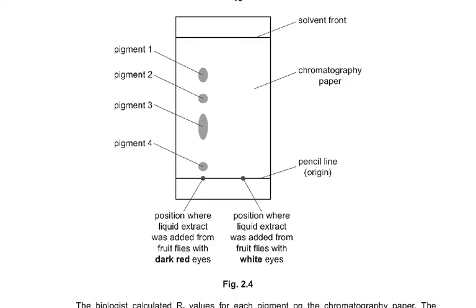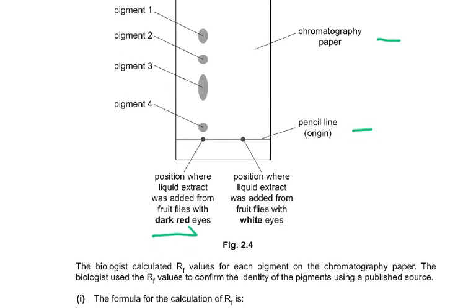Then we have figure 2.4, in which you can see the pigments have moved different distances. There's a solvent front, a chromatography paper, a pencil line, and then the position where liquid extract was added from fruit flies with dark red eyes. So the dark red eye seems to have 4 pigments. But at the position where liquid extract was added from the fruit flies with white eyes, there seemed to be no pigment. So dark red eyes have 4 pigments.